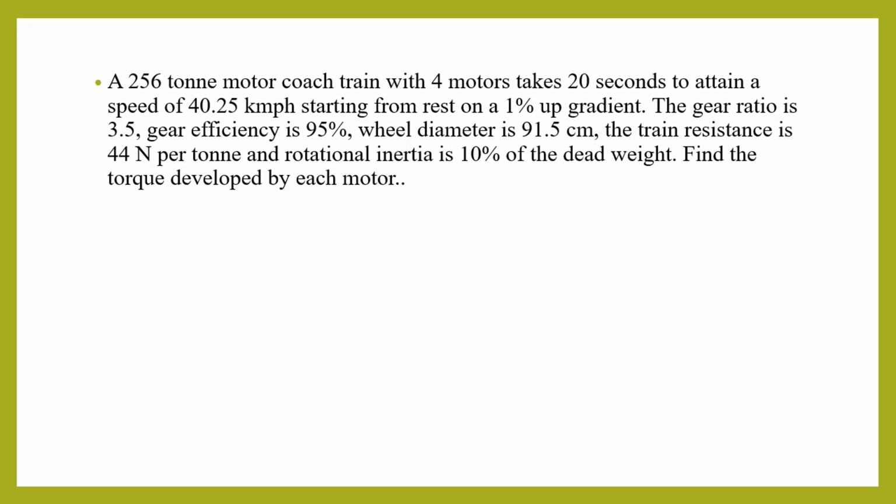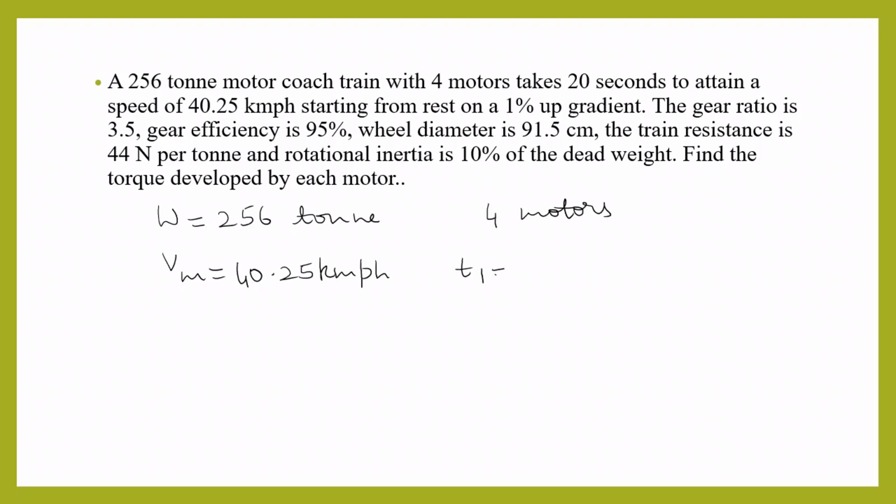So we have the following data given. Weight of the train is 256 ton. We have 4 motors. Maximum speed Vm is 40.25 km per hour and T1 equal to 20 seconds. Gradient percentage G is 1%. Gear ratio gamma is 3.5. Gear efficiency neta is 95%.